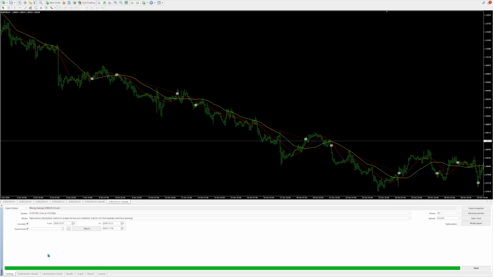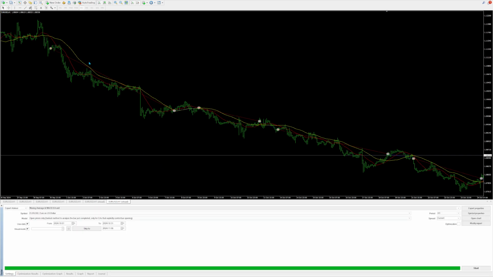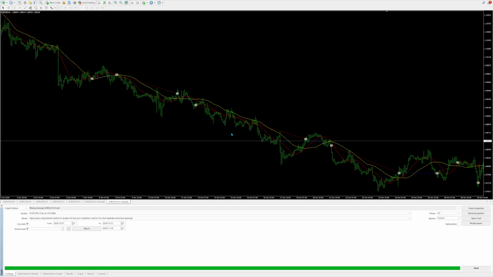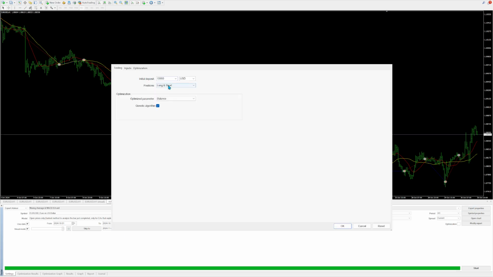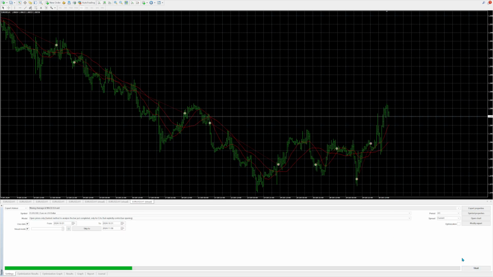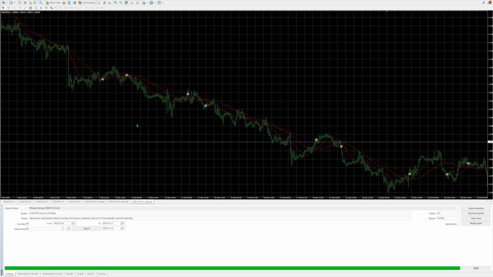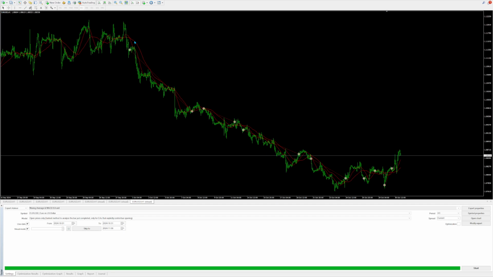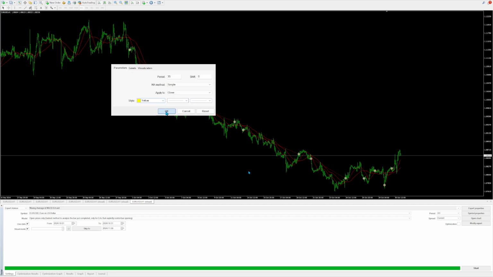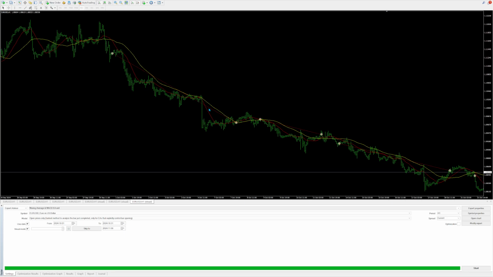Not the worst graph in the world, but as I said, I'd be only looking to take short trades in a downtrend like this regardless. So if we just put short only and just run that, not too bad, not too bad. We did exit on a crossover again.